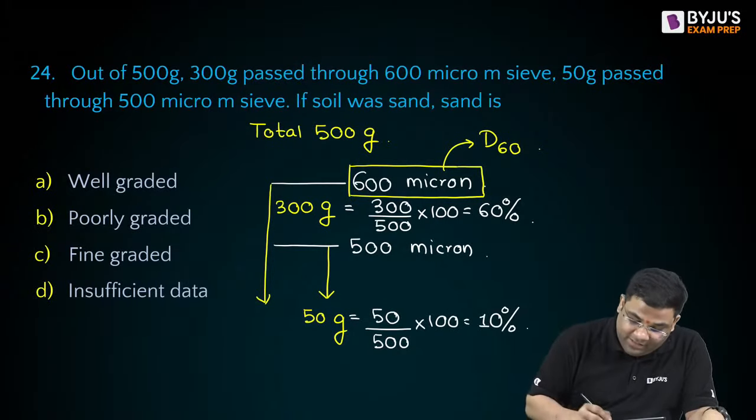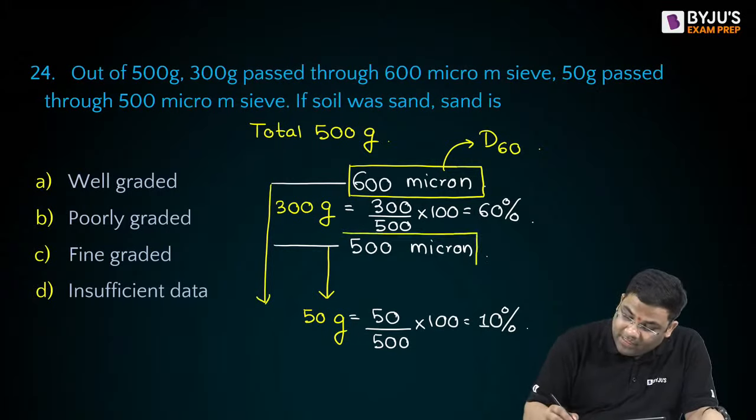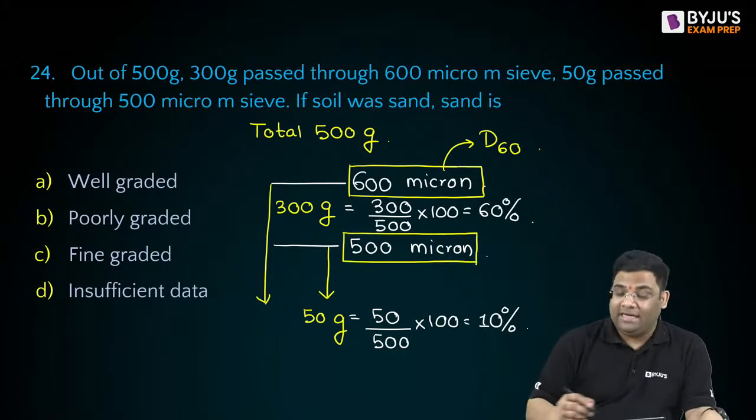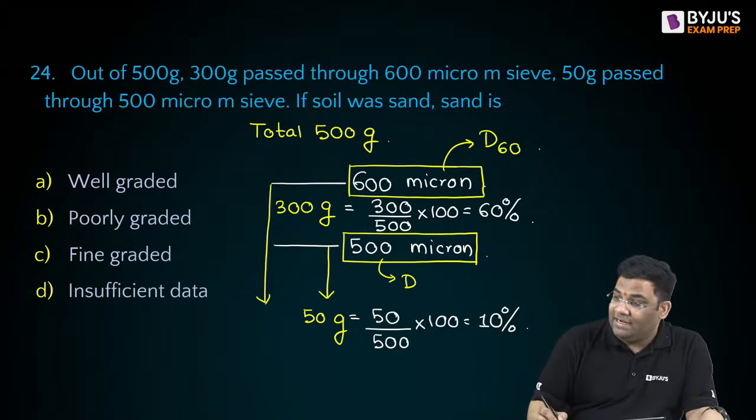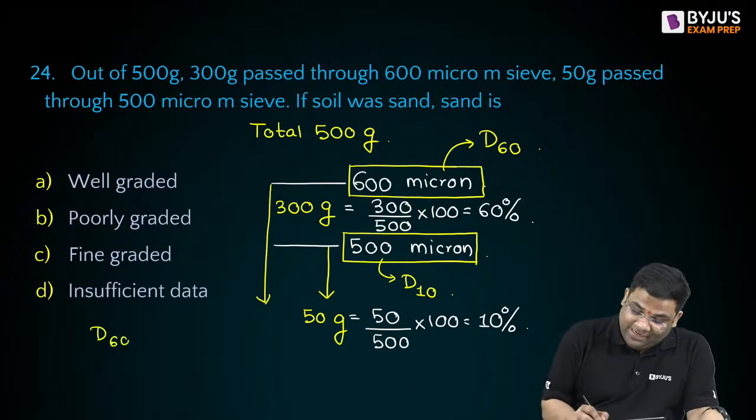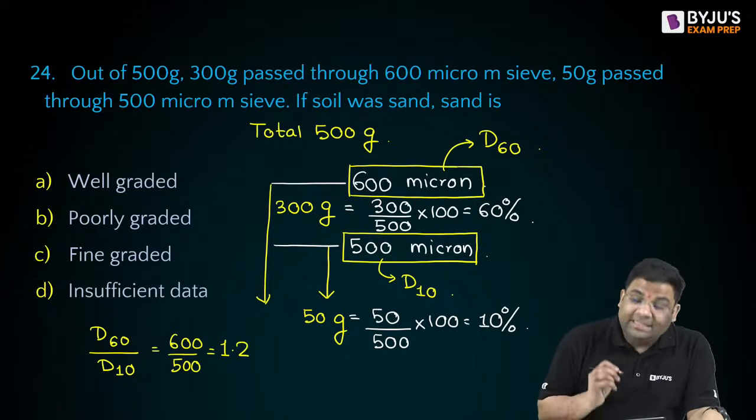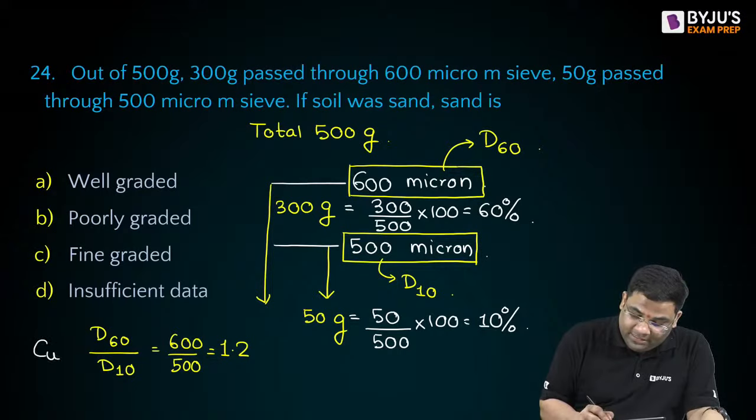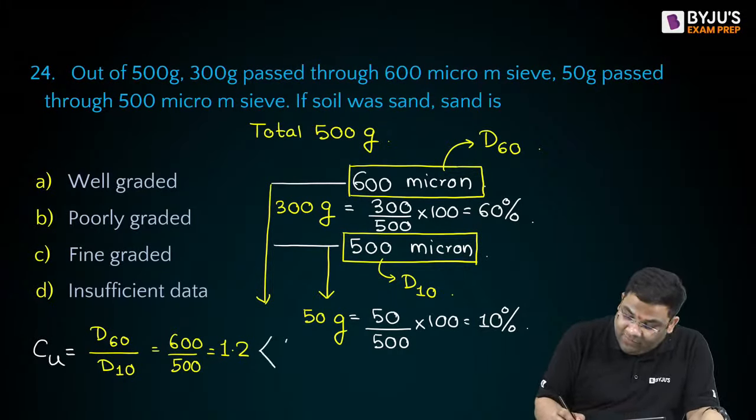That means this 500 micron is what? Tell me. It is D10. You see, now D60 by D10 is how much you're getting? 600 by 500, that is equal to 1.2. Now it is a sand, right? And this D60 by D10 is your coefficient of uniformity, which is coming less than 4.